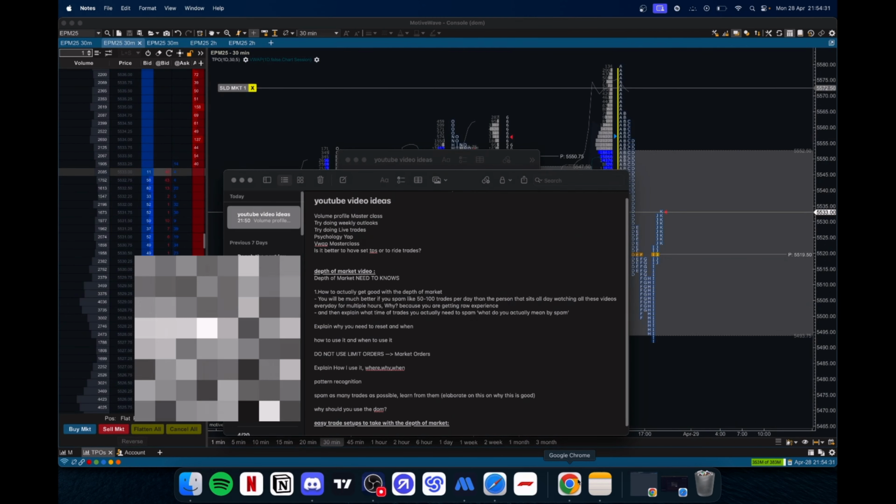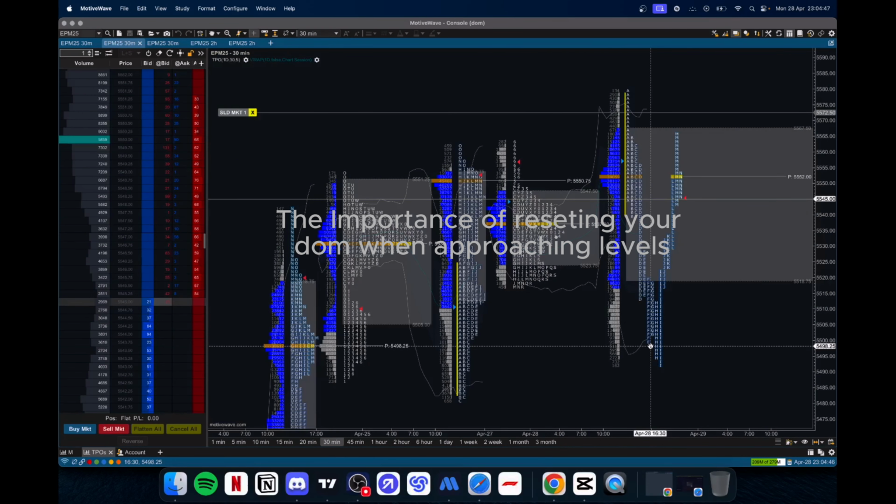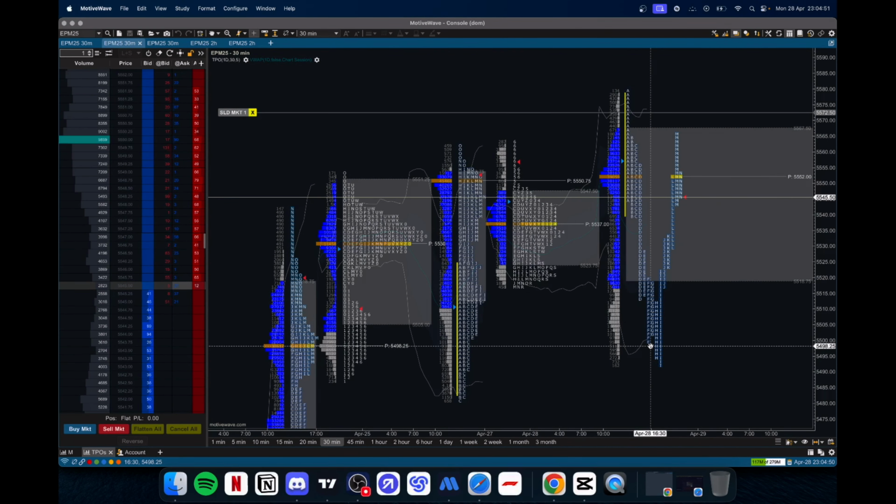Now, the next thing I'm going to talk about is actually resetting your DOM, right? When would you reset your DOM? Now, as you approach your levels, VWAP, level, volume profile, does not matter, as you are approaching a level, that is when you reset the DOM. You can reset the DOM as it taps a level, but that is pretty much when you reset the DOM, so you can get fresh data.